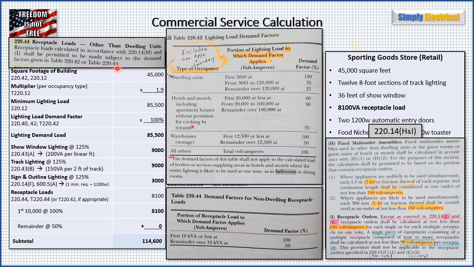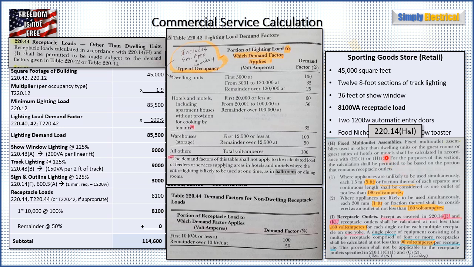Okay, well first let's go to 220.14H and I to see what that's talking about, because that's telling us what loads we're dealing with here. 220.14H and I. H says fixed multi-outlet assemblies. Fixed multi-outlet assemblies used in other than dwelling units or the guest rooms or guest suites of hotels or motels shall be calculated in accordance with H1 or H2. For the purposes of this section, the calculation shall be permitted to be based on the portion that contains receptacle outlets. So that last sentence just means if you've got a multi-outlet assembly but there's gaps where there are no outlets, you don't count that as footage.